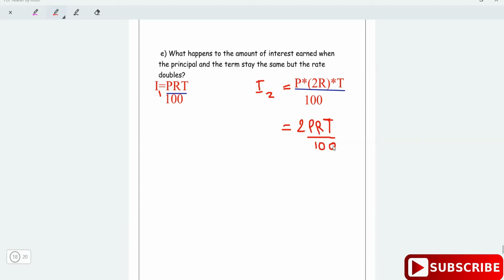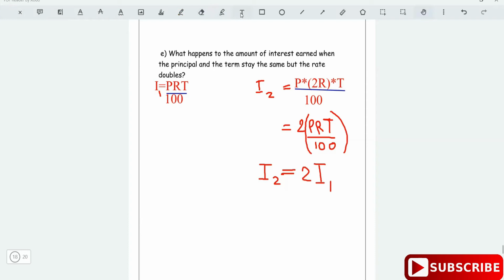2 times P times R times T over 100 is interest 1. This formula right here is I1. So that means that I2 works out to be equal to 2 times I1. What does that mean? That means that if the rate is doubled, then the interest is doubled.